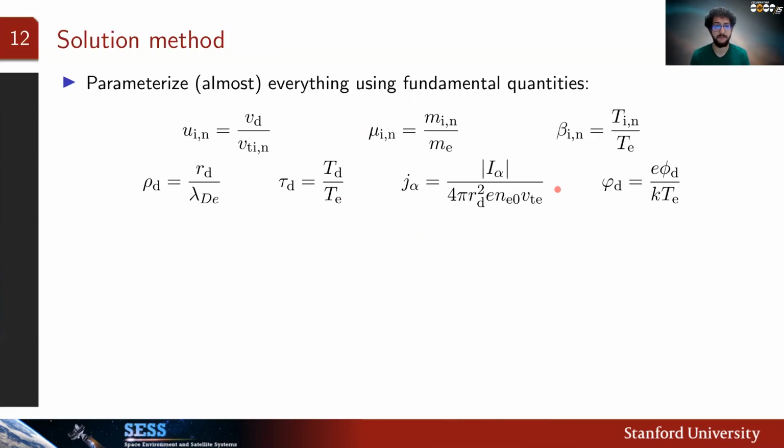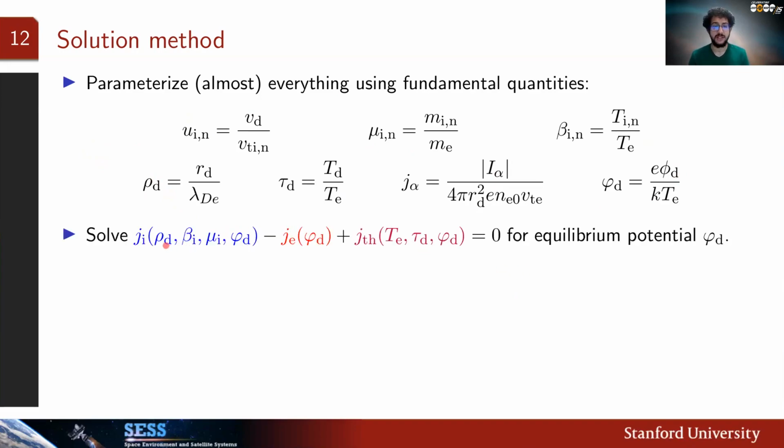This is still a complicated picture with many parameters, and I tried to simplify things by parameterizing as much as possible using fundamental quantities. I normalized velocities by the thermal speed, mass by the electron mass, temperature by the electron temperature, length scales by the screening length, and the surface potential by the electron temperature in eV, for example.